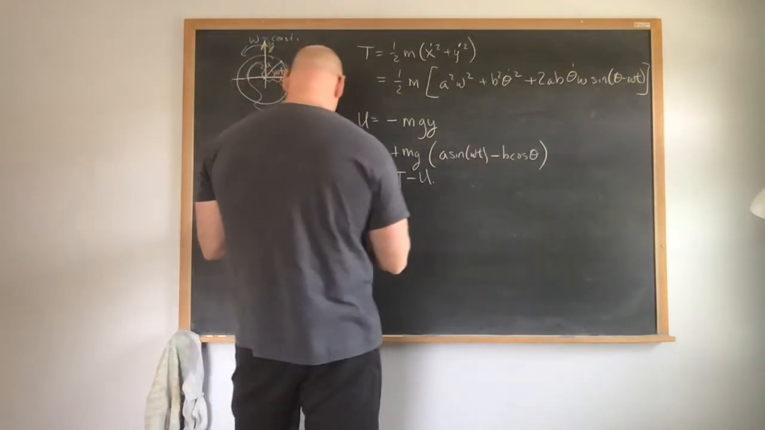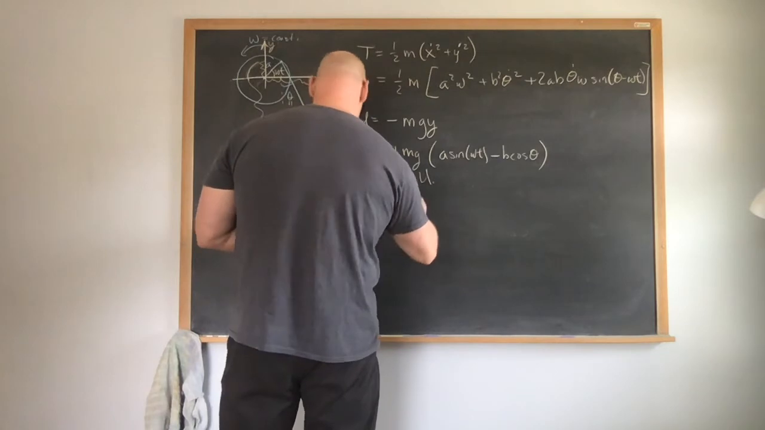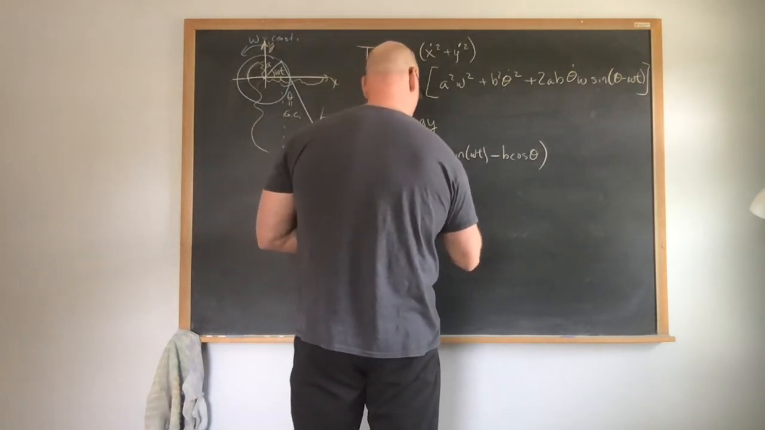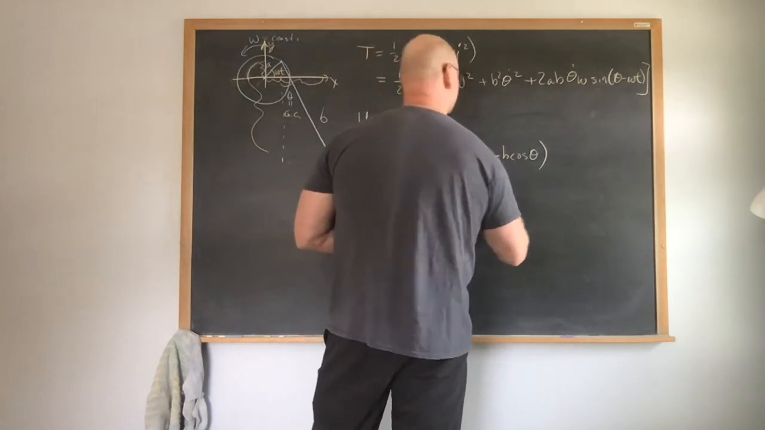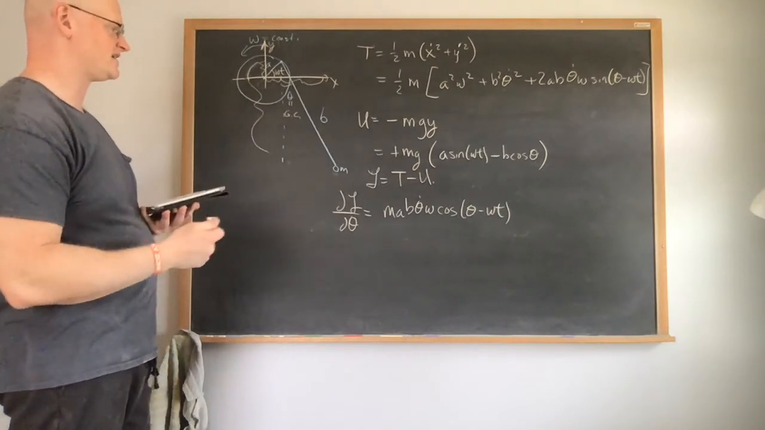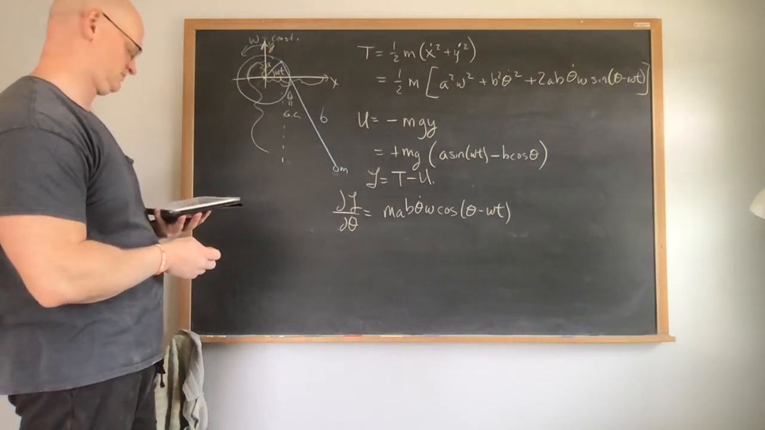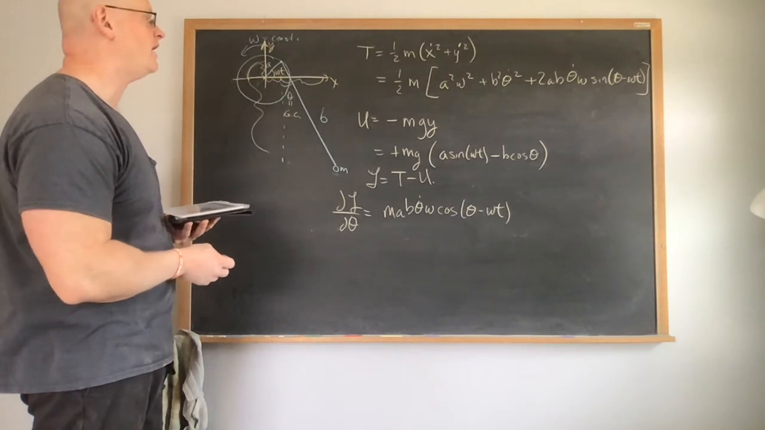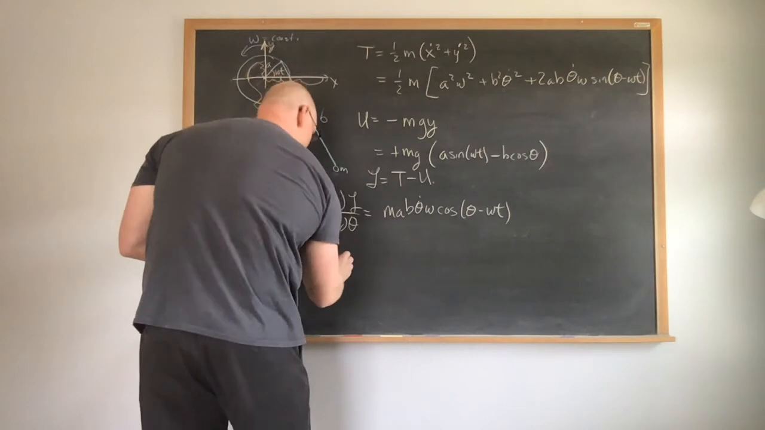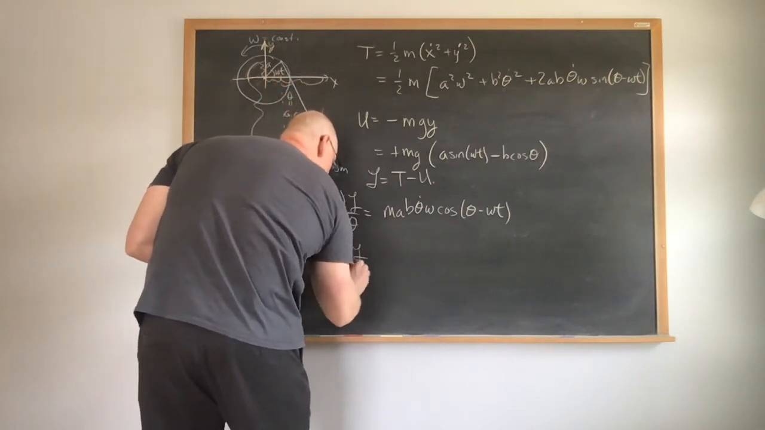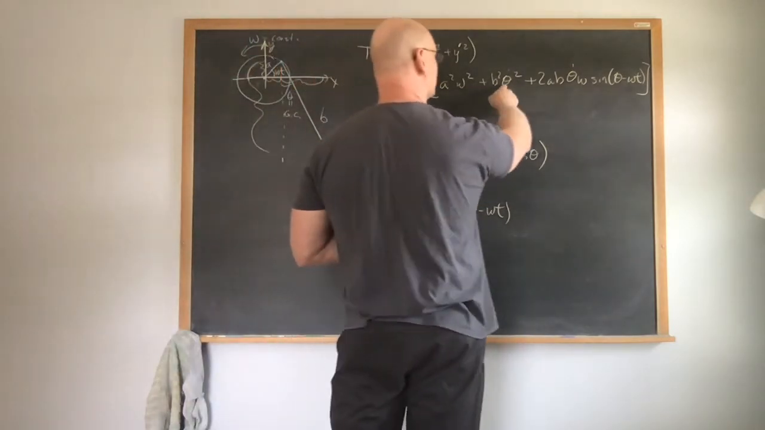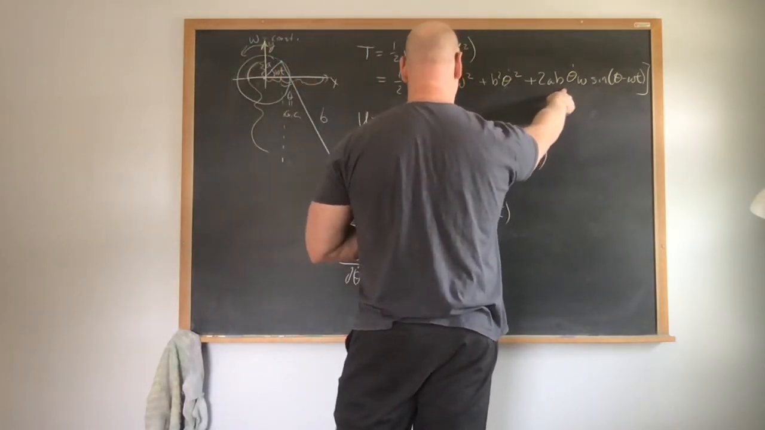So if I take the partial of this with respect to theta, it's going to be m a b theta dot omega times cosine of theta minus omega t. That's just the partial of this one. Basically the only thing that's going to happen here is that sine is going to turn into a cosine. And the 1/2 cancels with this guy. And then we also have the partial of L with respect to theta dot. So here there's going to be what? One term from here, one term from here, and that's it.